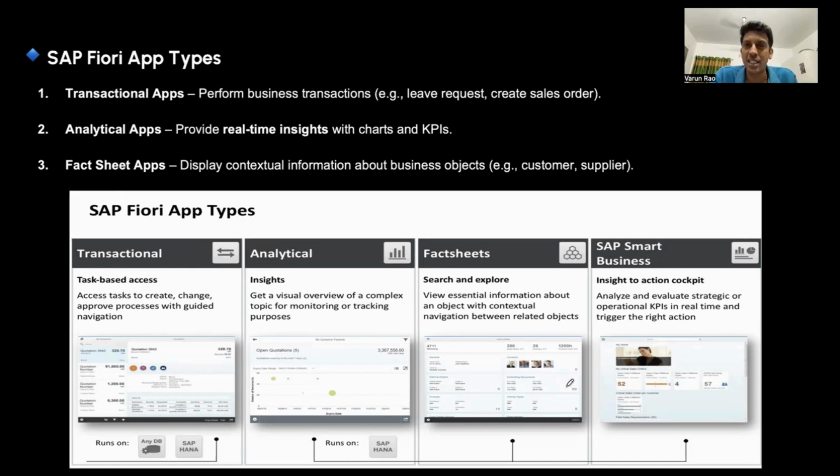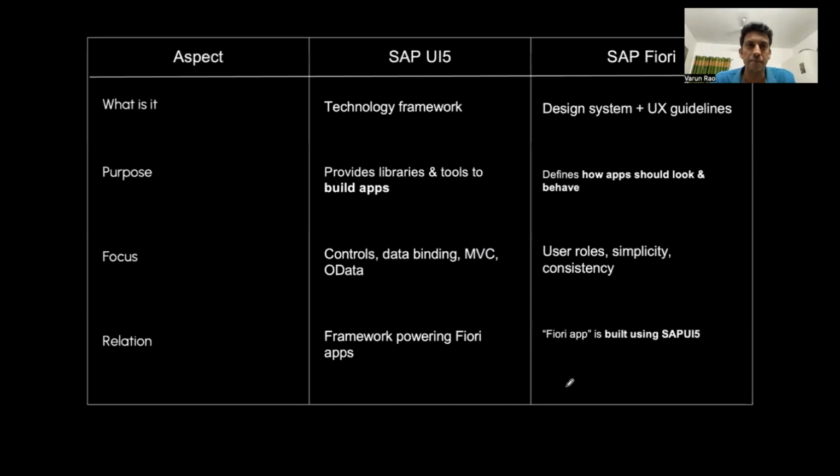Then you have fact sheets. These are more of contextual information related to your customers or supplies or sales, etc. These are very informative when you want to view or navigate between related objects, just to make a check. So these are the different types of Fiori applications that we have available.